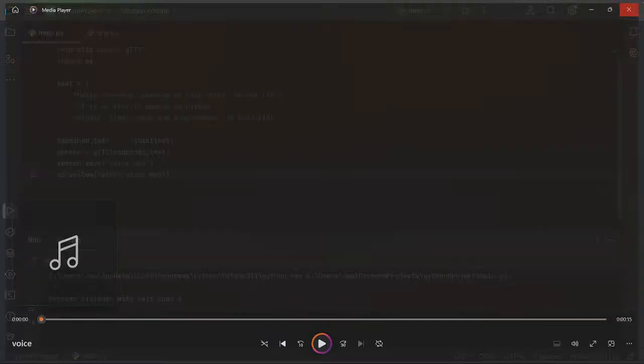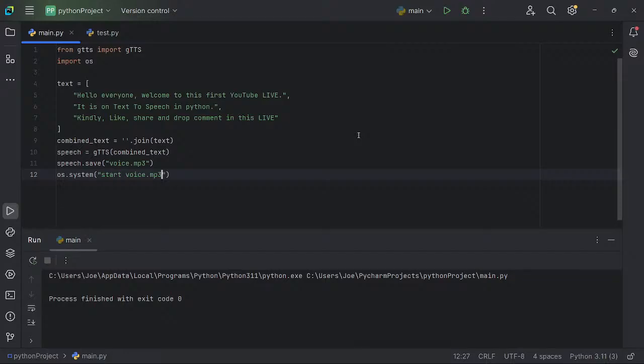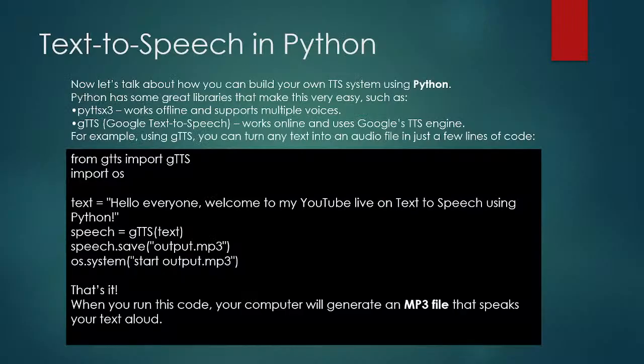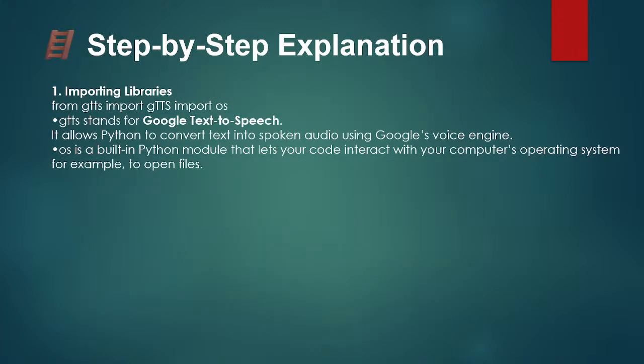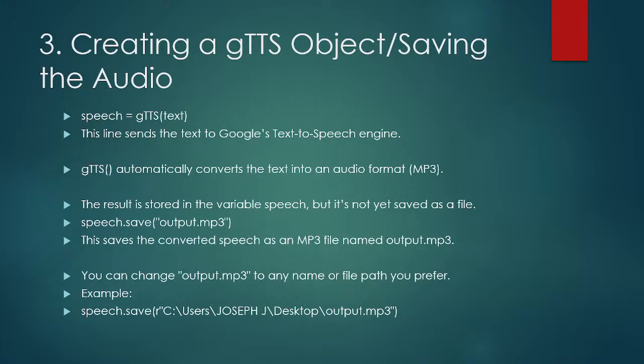So let's go back to our slide and explain each step we have taken. The first step was importing the library. We said from gtts import gTTS, and then we said import os. Remember, gTTS stands for Google Text to Speech. It allows Python to convert text into spoken audio using the Google voice engine. Then we imported the os module. It's a built-in Python module that lets your code interact with your computer operating system.